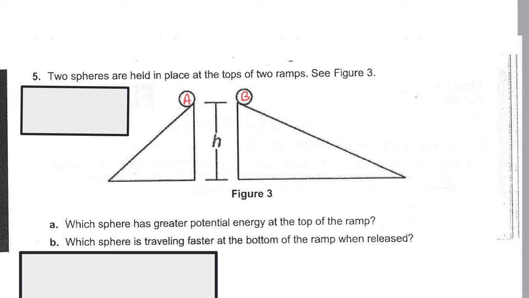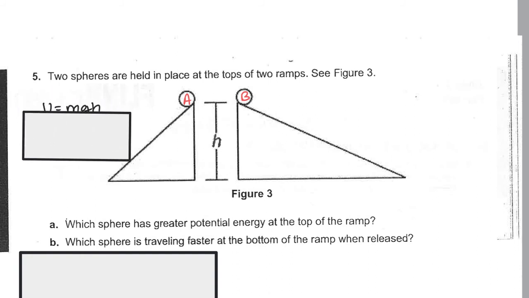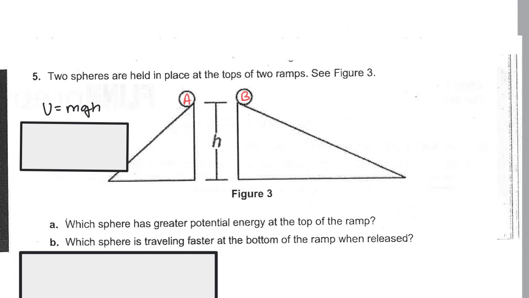Why? What does potential energy rely on? The mass, height, and gravity. Okay, so the equation is U equals mgh, where U is potential energy, m is mass, g is gravity, and h is height. So they both have the same height, therefore the same potential energy.